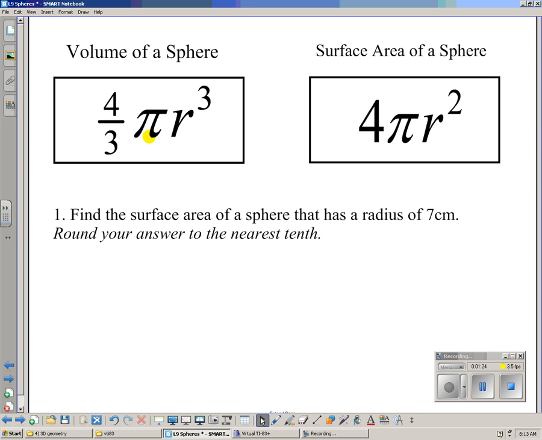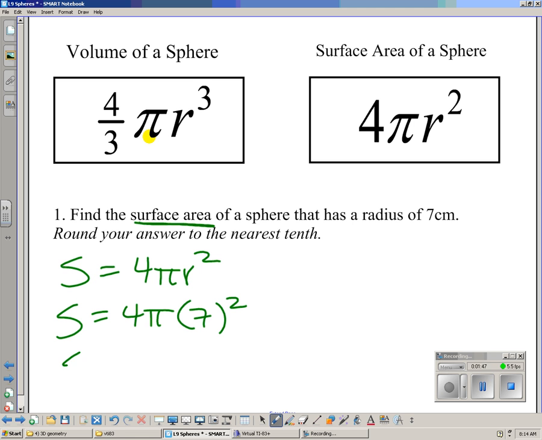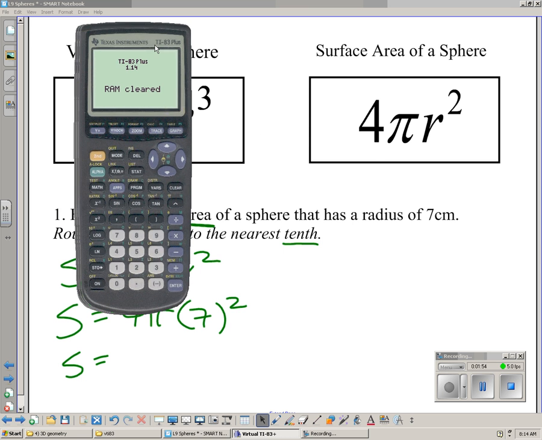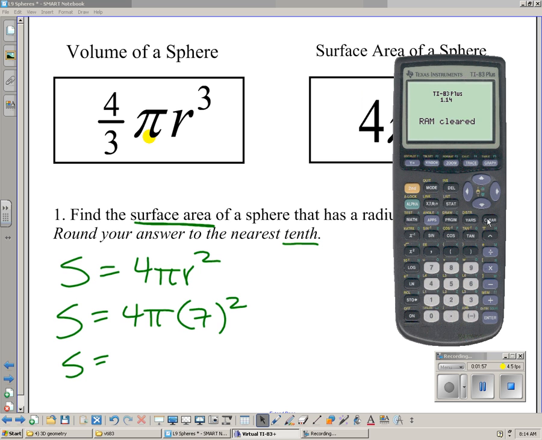So what I want you to do is I'm going to do some examples with you and I want you to follow along. The first one says find the surface area of a sphere that has a radius of 7 centimeters. Round your answer to the nearest hundredth. So this is pretty straightforward. We're looking for the surface area of the sphere. So S is 4 pi r squared. So we plug in the radius. And they want this to the nearest tenth, so we can just plug everything into our calculator.